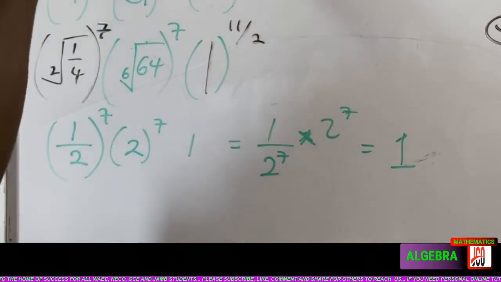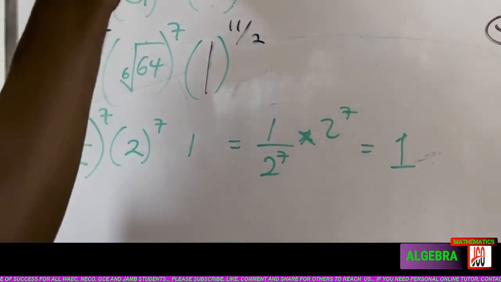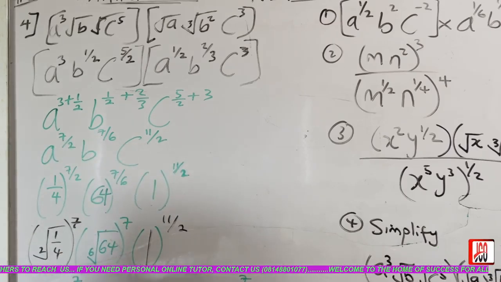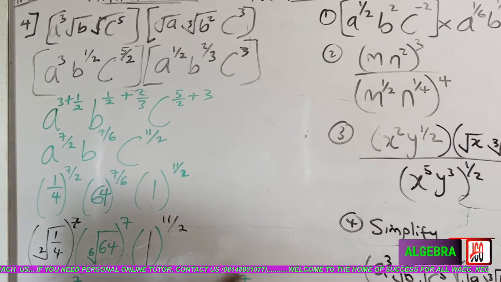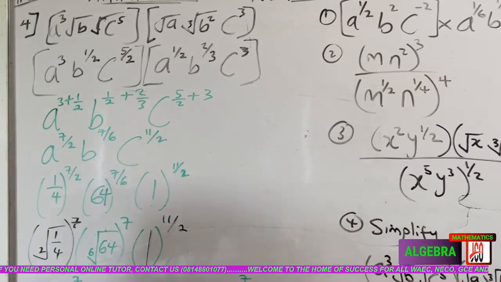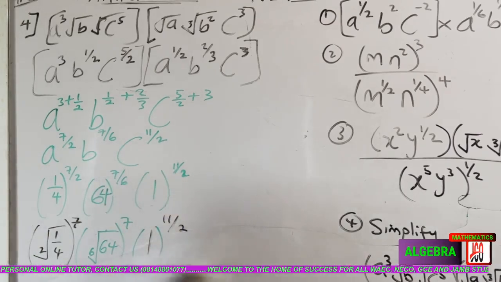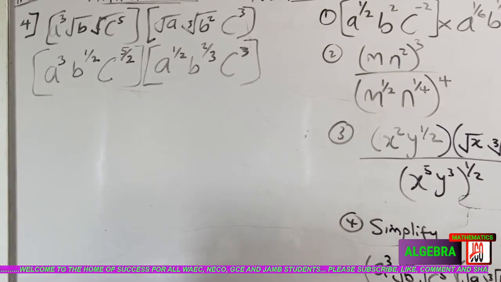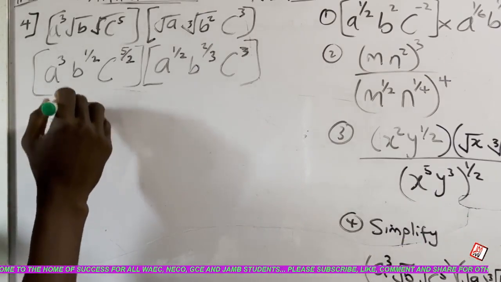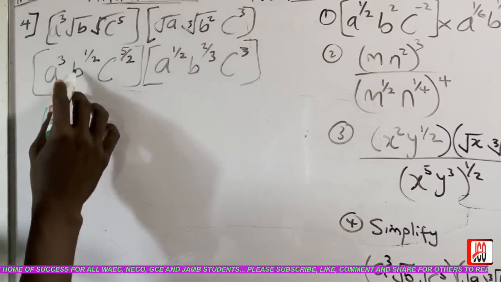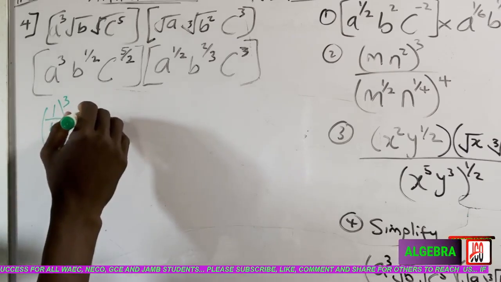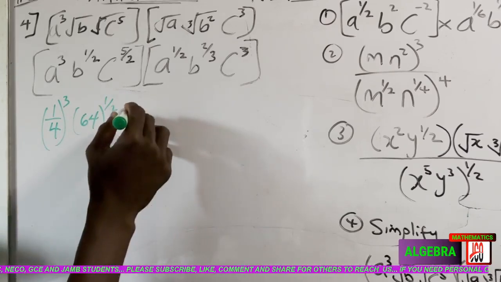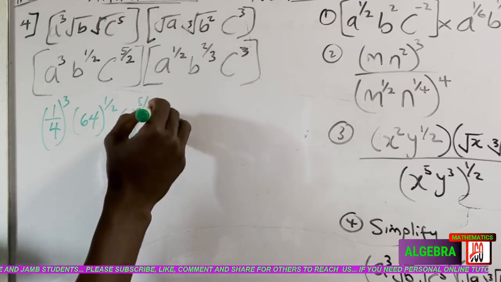Now in this method, I actually solved the algebra, the fraction, the alphabet before I substitute my numbers. Now what if I substitute my numbers first before opening up the alphabet? So let's try another step. Let's now. My A is what? 1 over 4. So I'm simply doing 1 over 4 raised to power 3. Then my B is what? 64. 64 raised to power half. Then my C is what? 1. 1 raised to power 5 over 2.